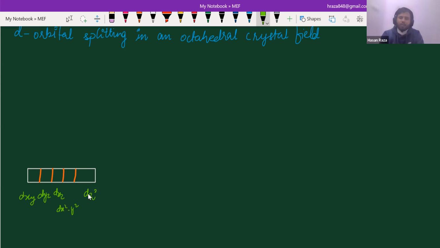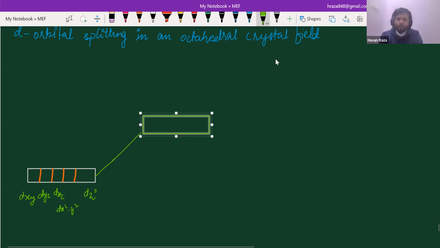Now see, this is isolated, so all the d orbitals will have the same energy. They are degenerate orbitals. Now, when they are about to bond, what will happen? You will see, when they are about to do bonding, there will be a splitting of the d orbitals into 2 parts.